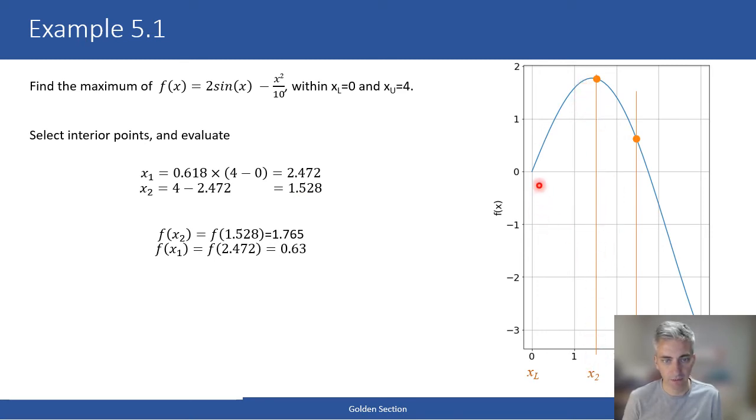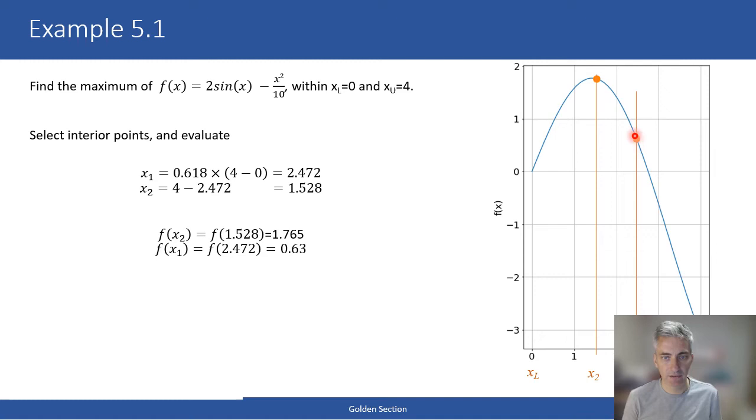So now we have 4 values in 4 positions. We have the lower bound value of 0, and we have this upper bound position, which we haven't actually calculated the value of. And then we have x1 and we have x2. Now, looking at these values of f of x2 and f of x1, we can clearly see that f of x2 is larger than f of x1.